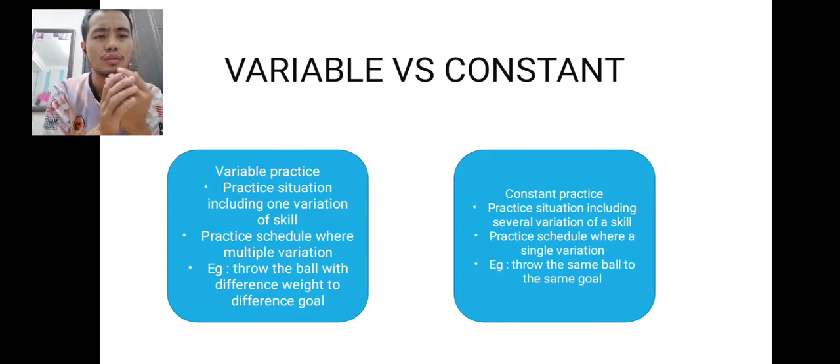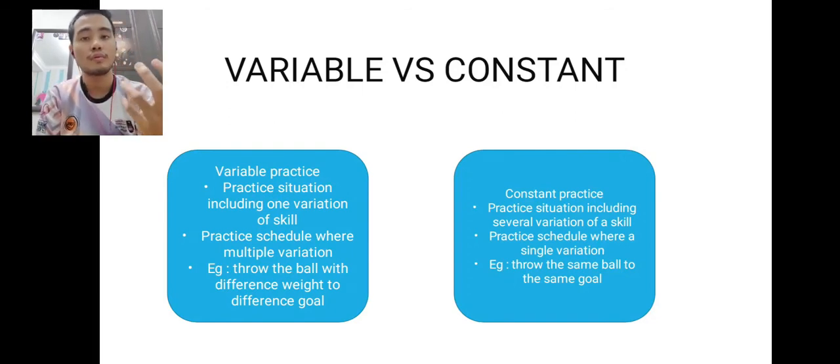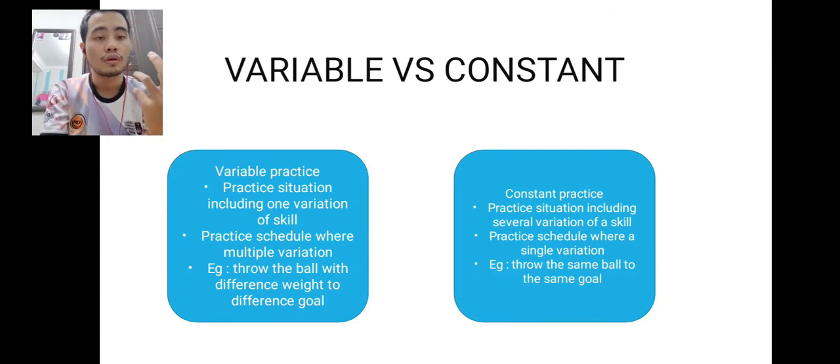Okay, for constant practice, it is a practice situation including a single variation of a skill. It is a practice schedule where there is just one variation only. For example, we throw the same ball to the same goal, or we throw the same ball the same way to the same goal.